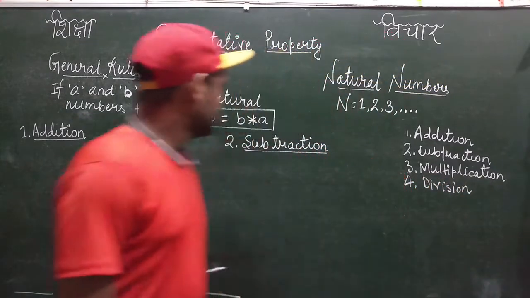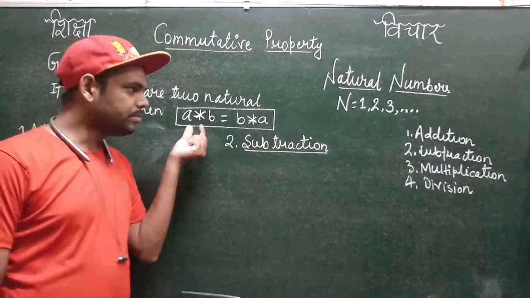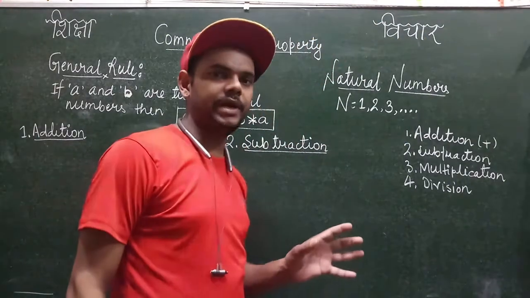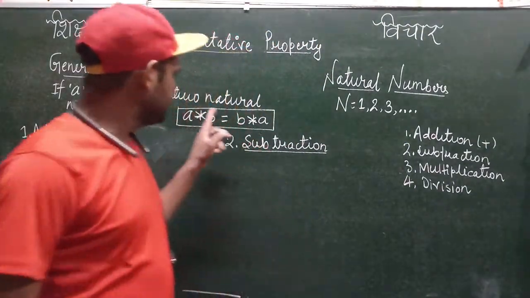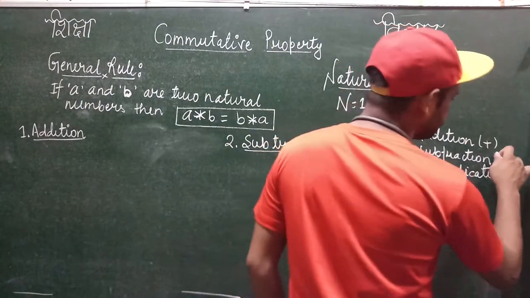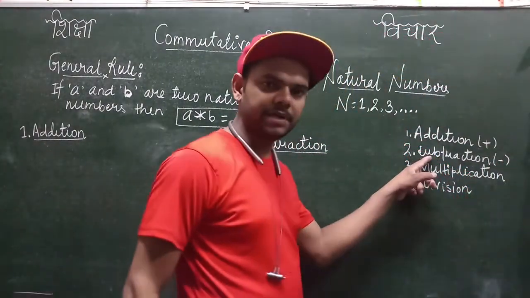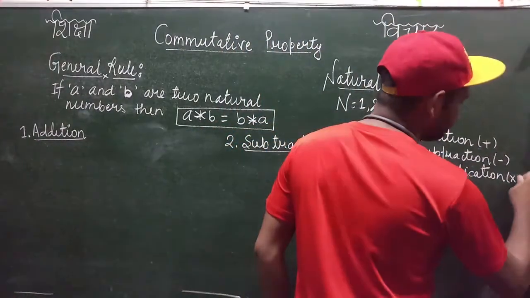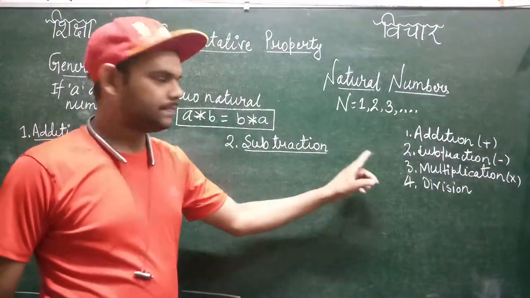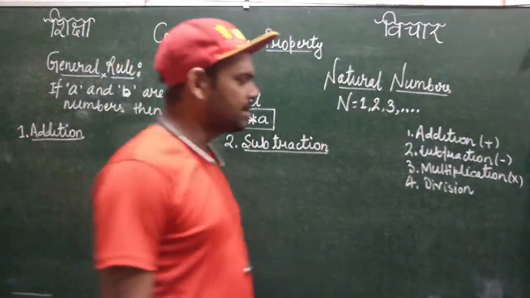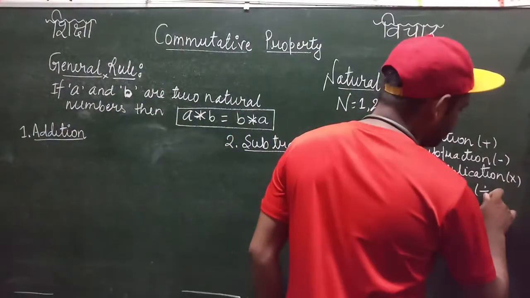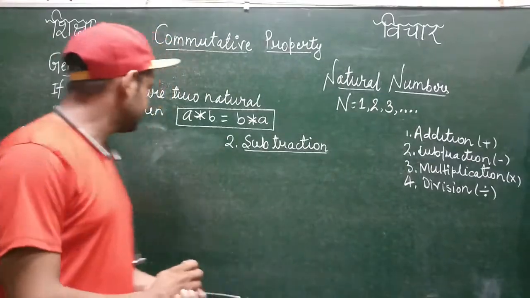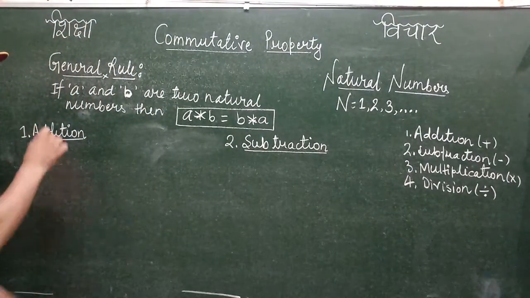Now see, the sign star will become the sign of positivity in the case of addition. This star will be converted into negative in the case of subtraction. The same star will be converted into multiplication in the case of multiplication, and the same star will be converted into the sign of division in the case of division. Okay, now we will discuss the first case, that is addition.